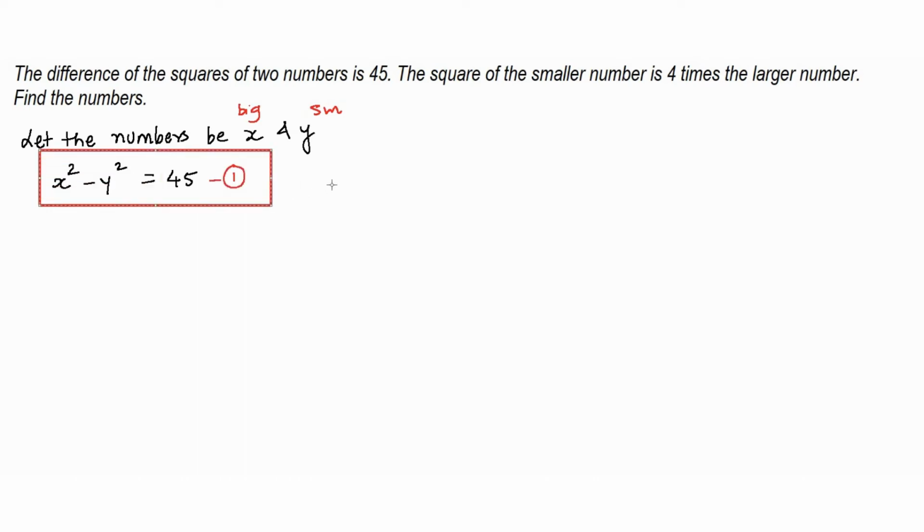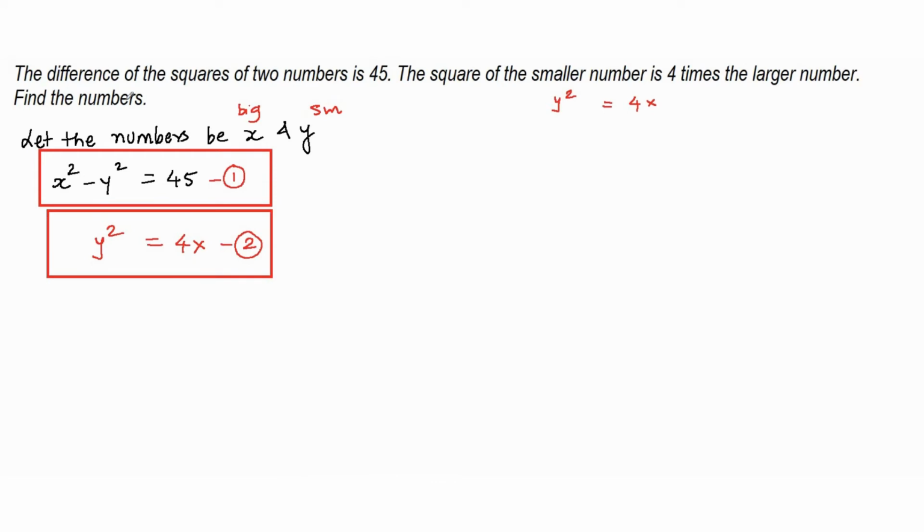Now the next condition is the square of the smaller number. So square of the smaller number, y square, is actually 4 times the larger number. So it is given that y square is equal to 4 times x. This is my second condition, right? Now, of course, these are simultaneous equations.